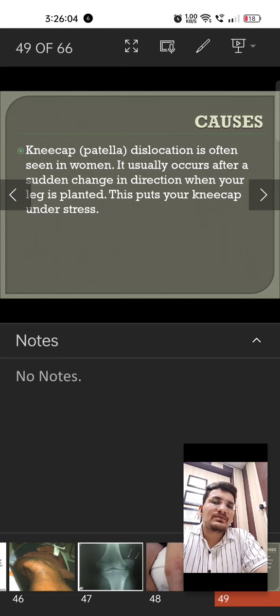What are the causes? It is most commonly seen in women or in sports players, and it usually occurs after a sudden change in direction. When your leg is planted, this puts your knee under pressure.